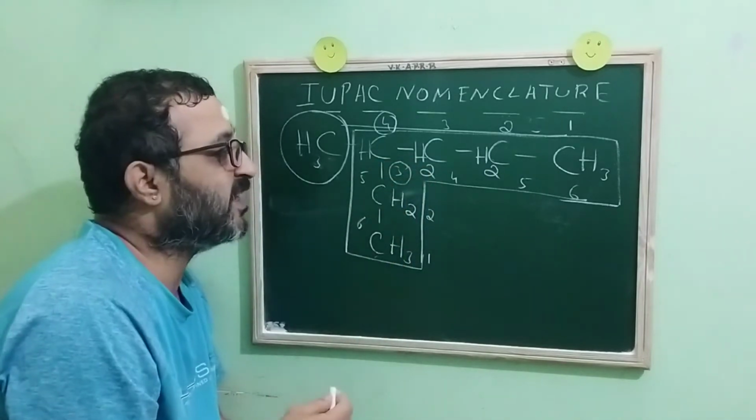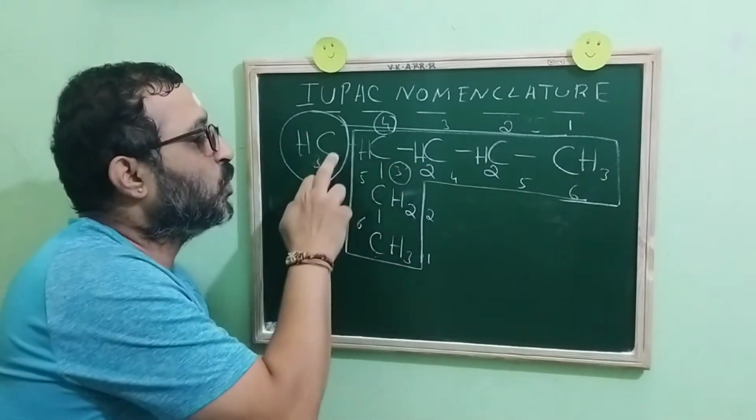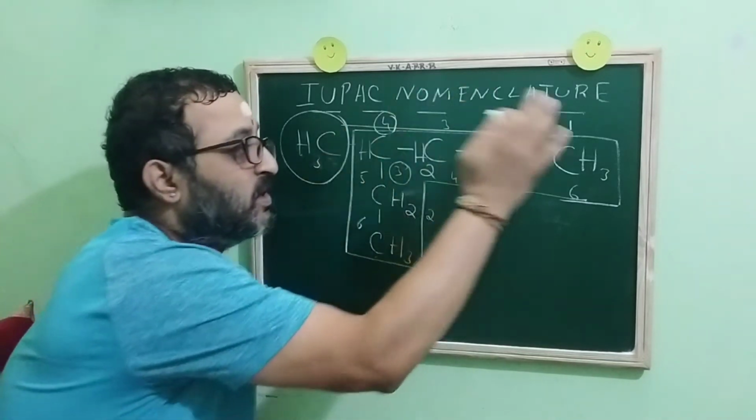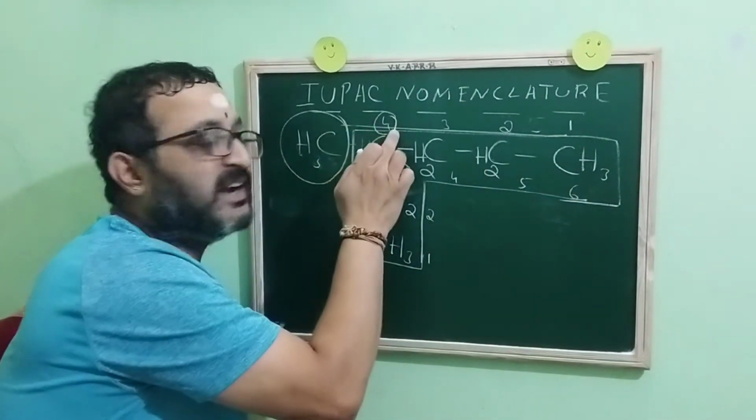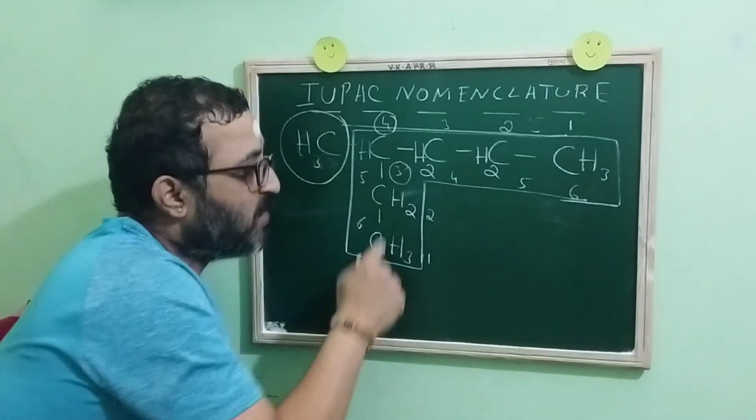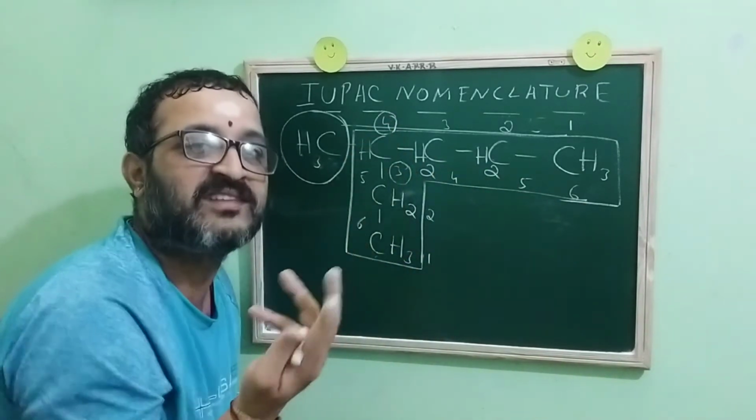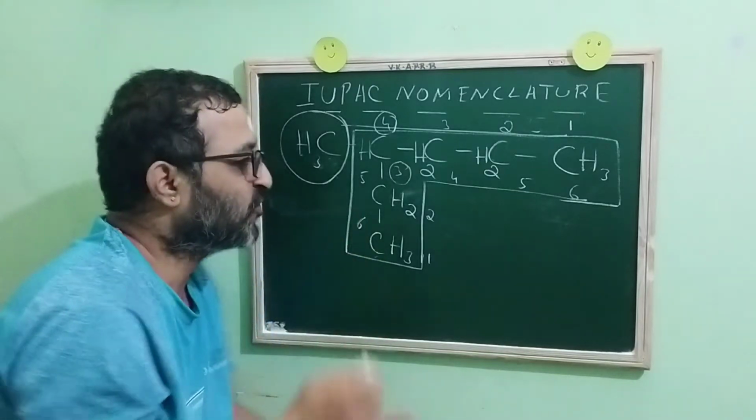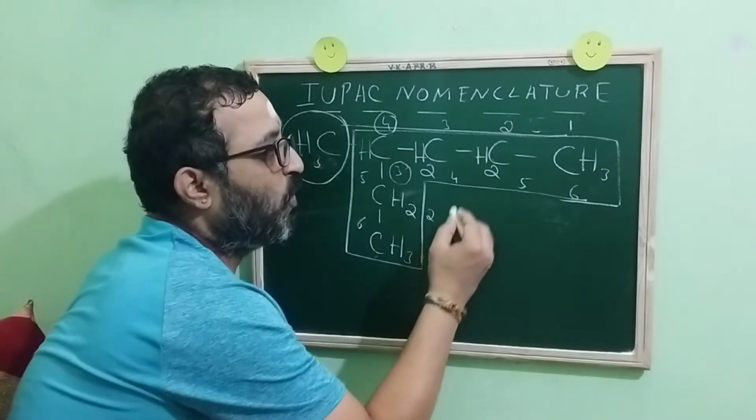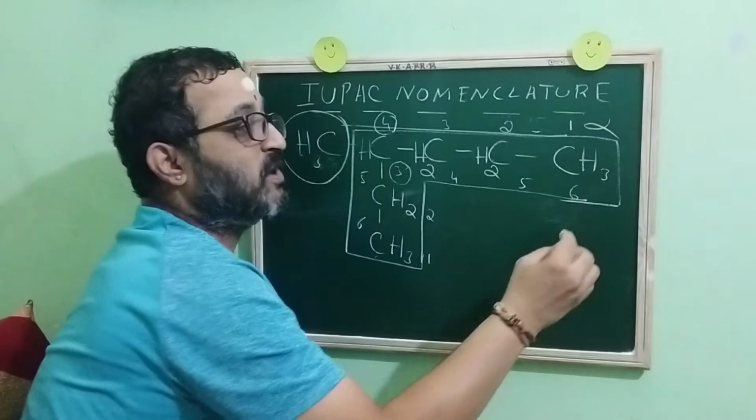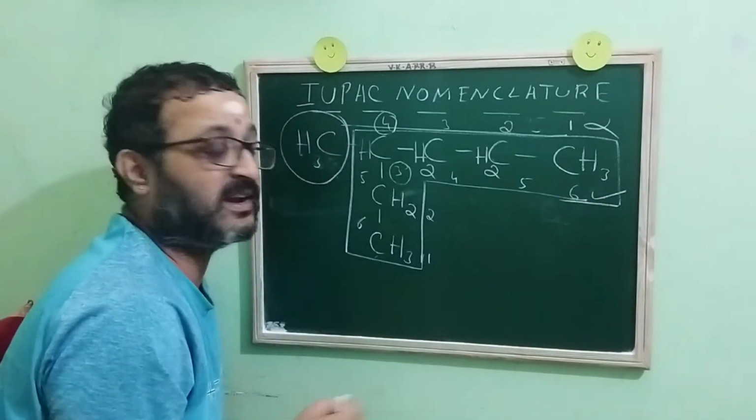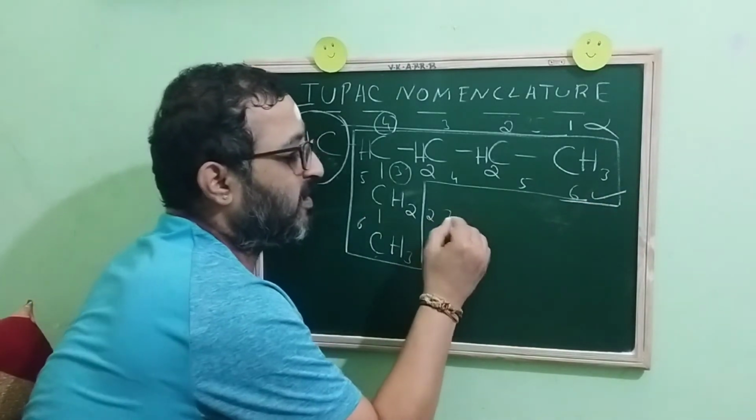Now, common sense says that the carbon to which the methyl group is attached, from right to left, is getting 4. From left to right, it is getting what? 3. Out of 3 and 4, which is least, children? 3. So the name of the compound will be what? Sorry, this way of numbering is wrong and this way of numbering is right. So the name of the compound will be what, children?